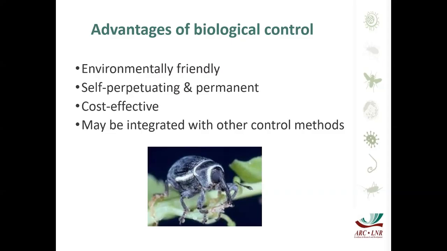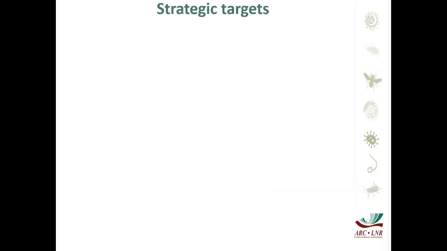it is cost effective, and it may also be integrated with other control methods, such as chemical control, not always ideal in the exact same areas, but mechanical control possibly, or competitive plant species, and other methods. Sometimes biological control is sufficient on its own, and sometimes it requires a combination of methods.